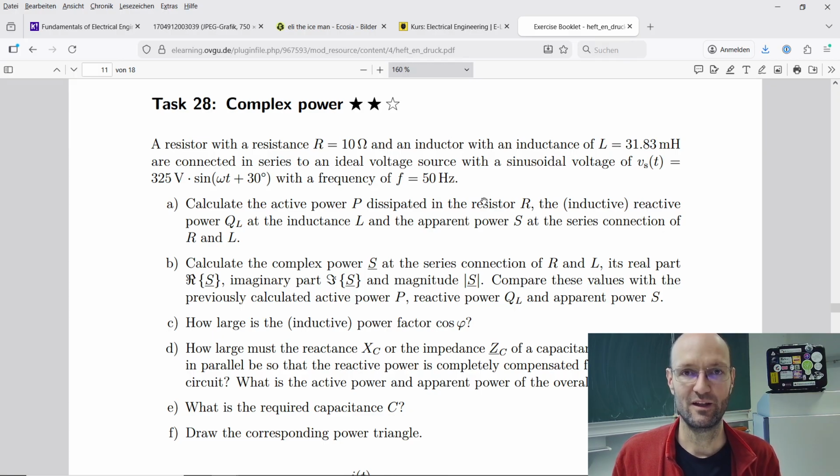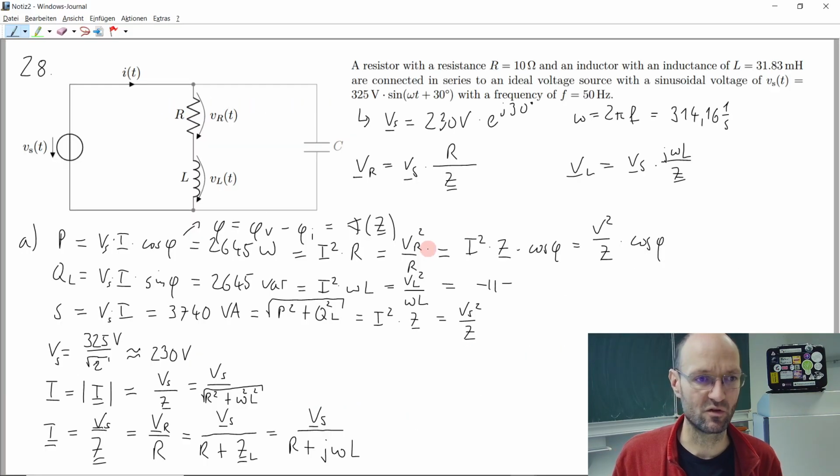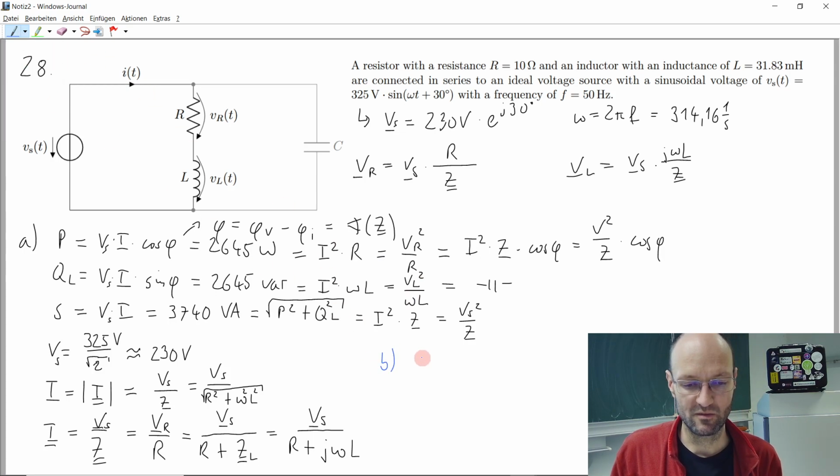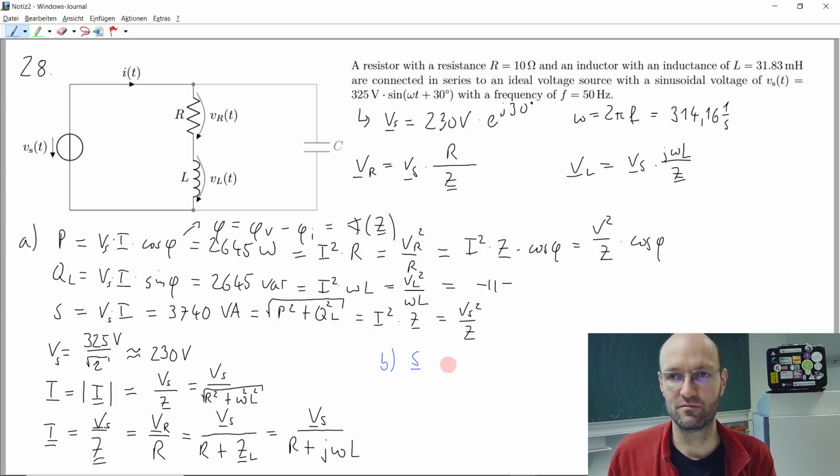Okay, what we can do next is calculate these complex powers at the series of R and L, its real part and its imaginary part, and the magnitude, and compare this with the values that we have before. So I think I have some small space left here that I could use for part B on my schematic. So we want to have the complex power. Now this is S with some underscore. So how do we calculate this complex power?